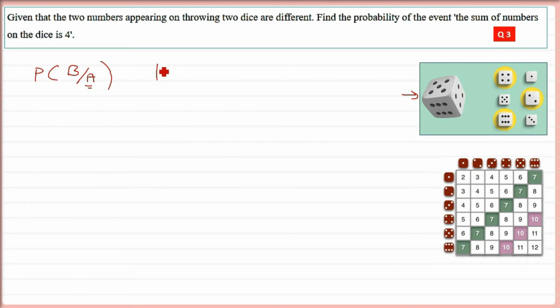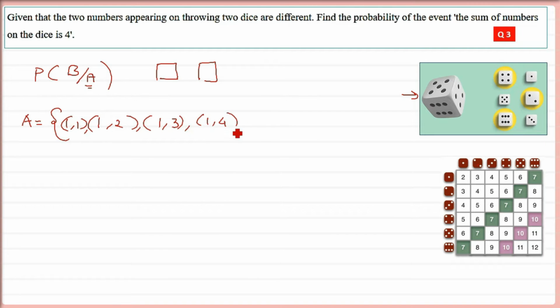So when you throw two dice, this is one die, this is another die. So what is the sample space? It will be 1, 2, like this. 1 and 1. First one will be 1 and 1. The second will be 1 and 2. Then we have 1 and 3. 1 and 4. 1 and 5. Then 1 and 6. This is the first row.